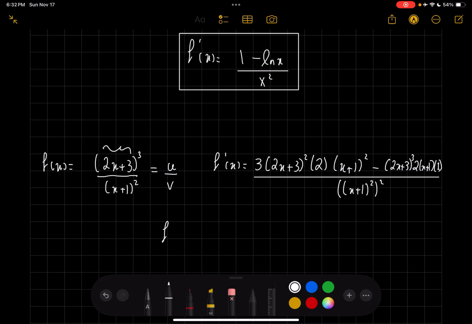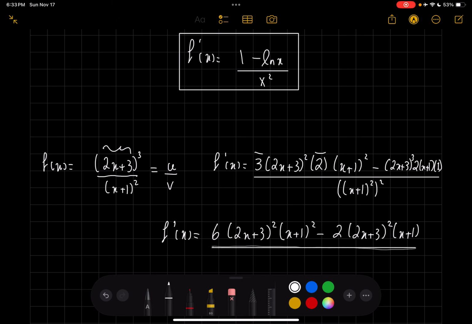Now we rearrange the function. So 3 multiplied by 2 is going to be 6, multiplied by 2x plus 3 to the power of 2, and by x plus 1 to the power of 2, minus 2 multiplied by 2x plus 3 to the power of 3, multiplied by x plus 1, all of it over x plus 1 to the power of 4.